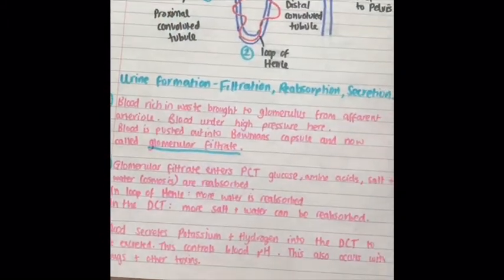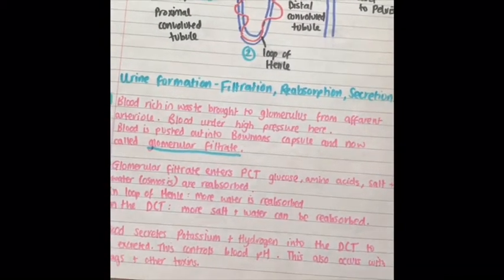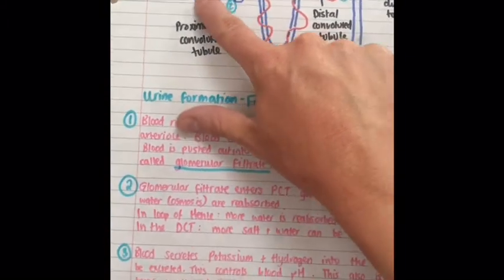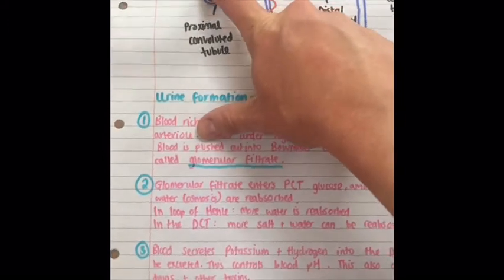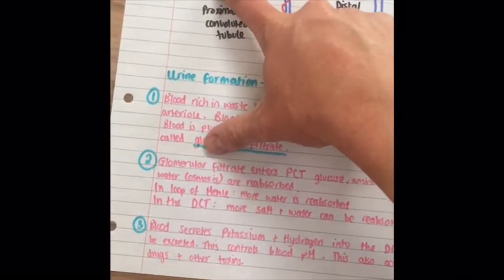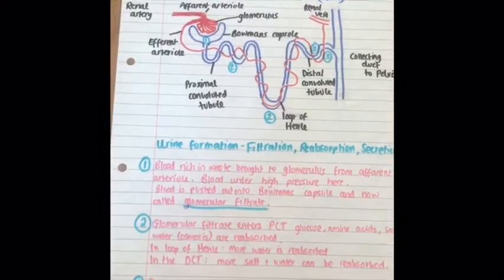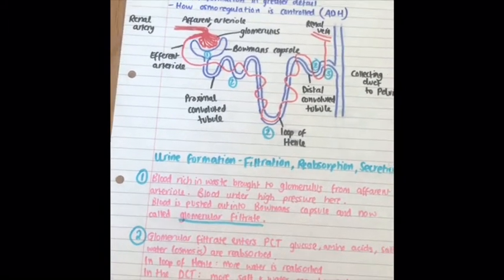In the Bowman's capsule, the substance and the liquid that is formed is now called the glomerular filtrate. So where we have the number 1 written here, that's where the substances that are the start of urine formation are called glomerular filtrate. The second stage of urine formation is reabsorption. So what's occurring in reabsorption?